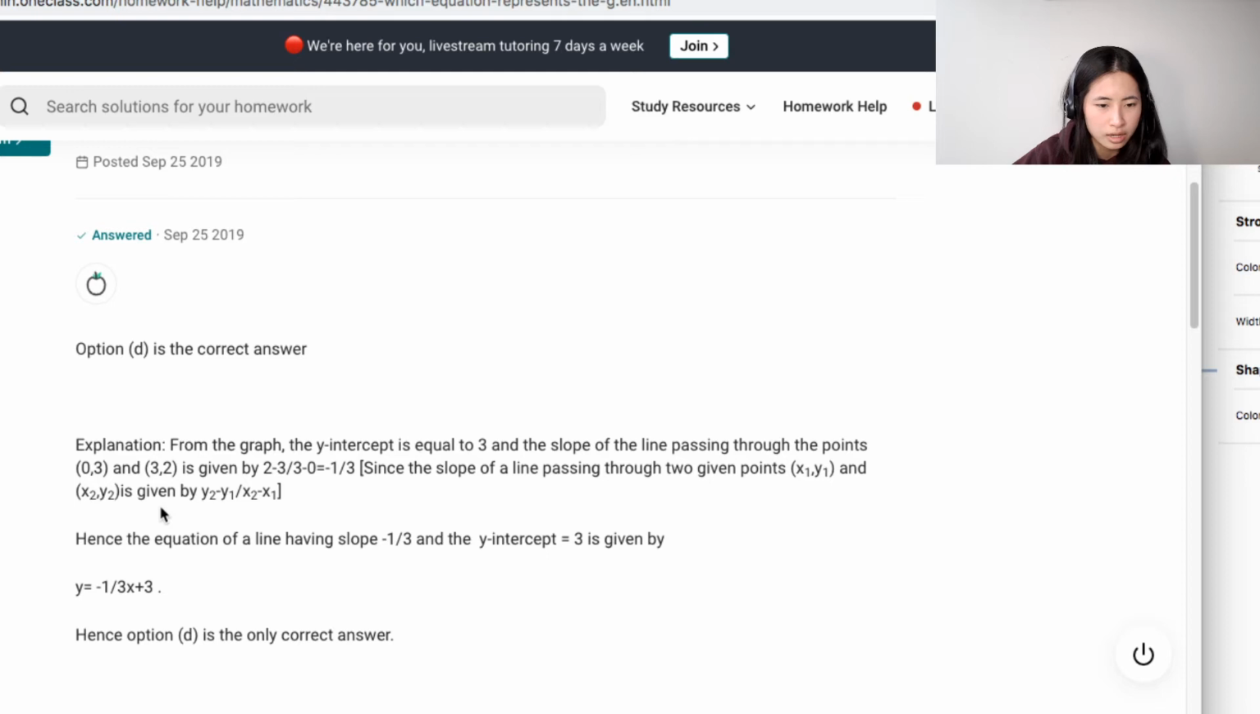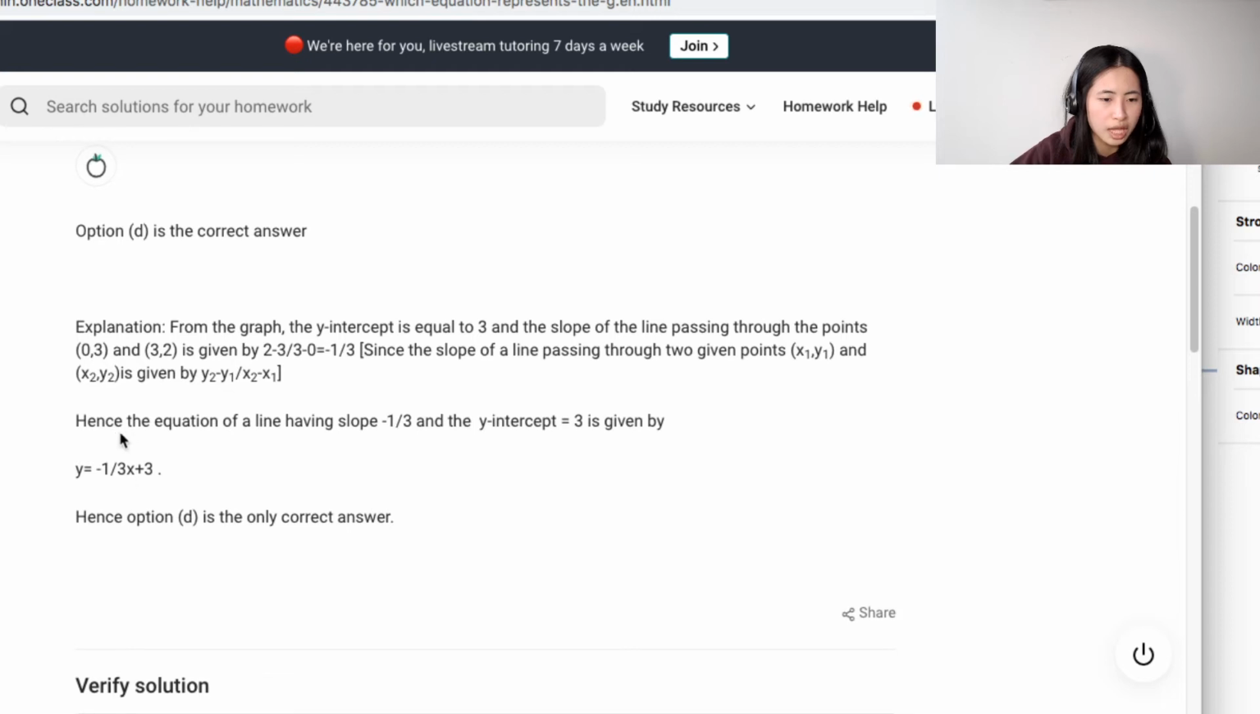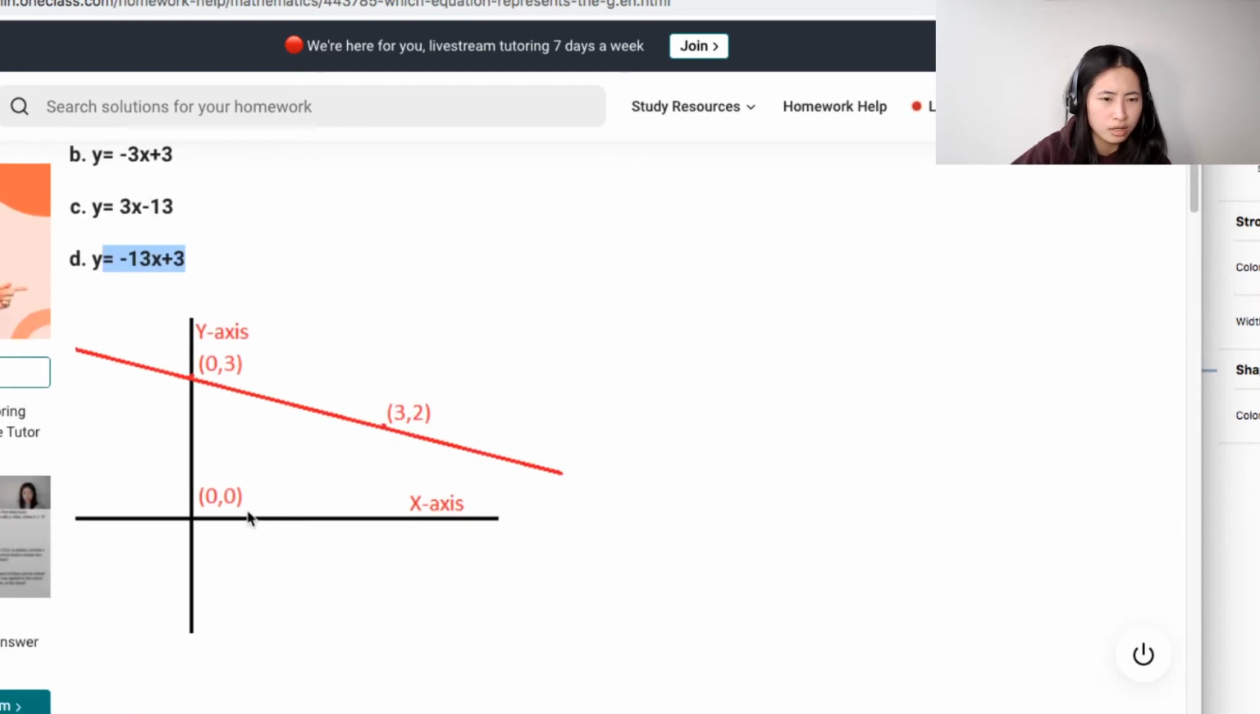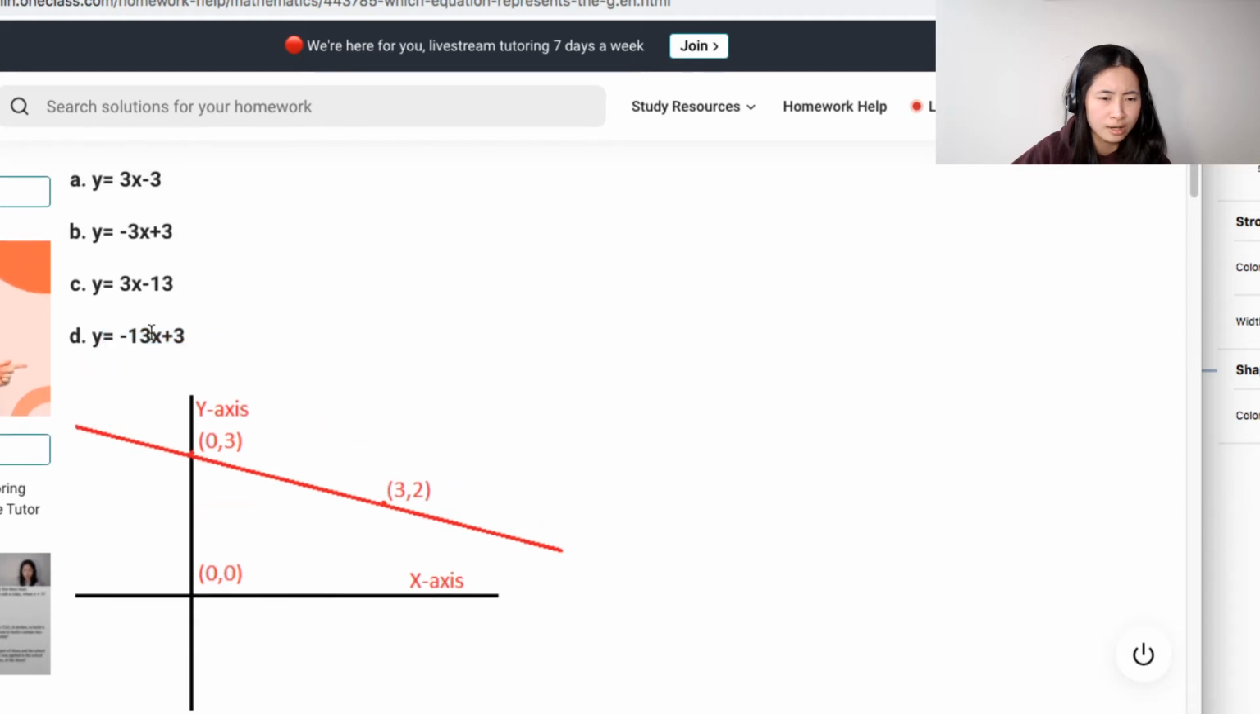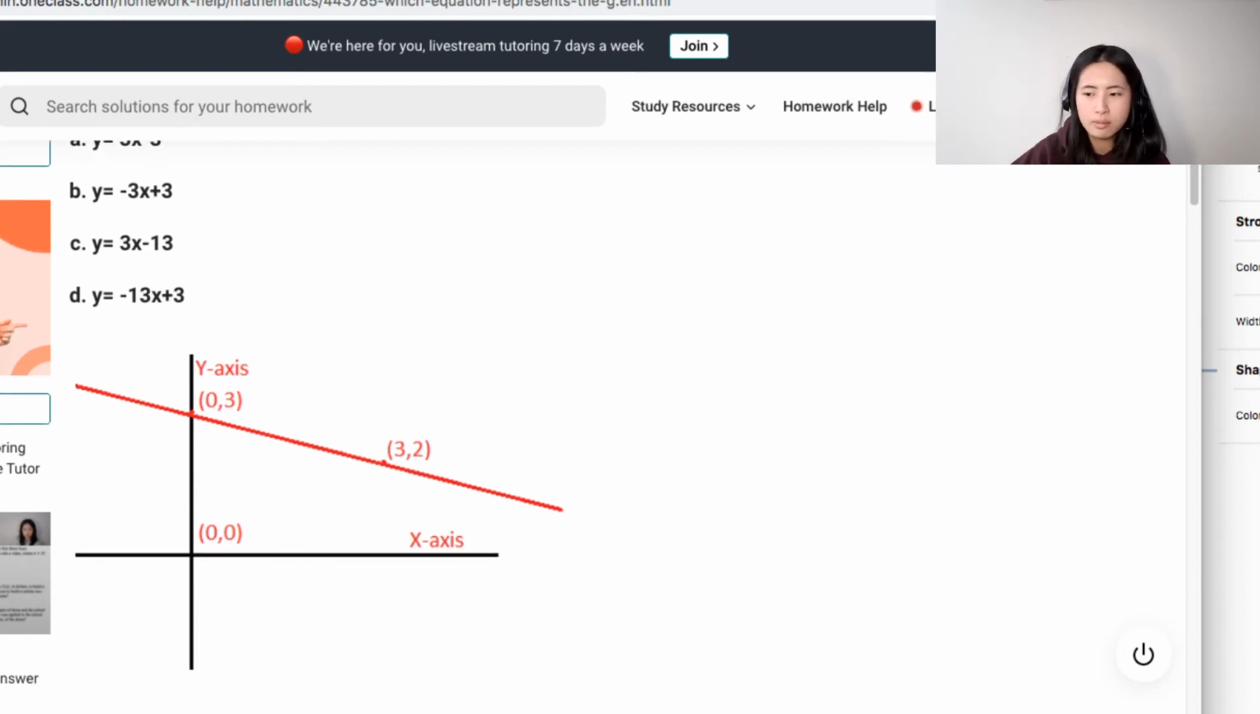Let's see what they're saying. You have y2 minus y1 over x2 minus x1, and that's right, the slope is -1 over 3. You have a y-intercept at 3, therefore y is equal to -1 over 3x plus 3. Hence, option D is the only answer. No, this is not the answer. This is -13; it's supposed to be -1 over 3. I guess they have a typo, but it's definitely not D, because it's -13x the way they're presenting it. So maybe we can make a comment.